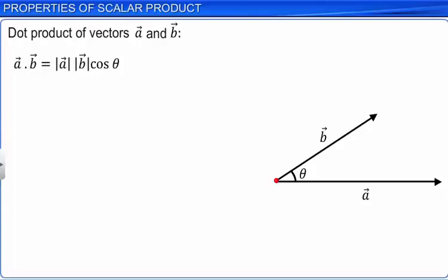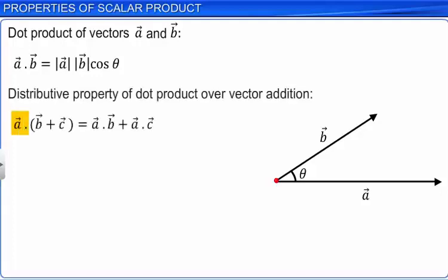Consider three vectors A, B, and C. The dot product of vector A with the sum of vector B and vector C is equal to the dot product of vector A and vector B plus the dot product of vector A and vector C. This property is called the distributive property of dot product over vector addition.